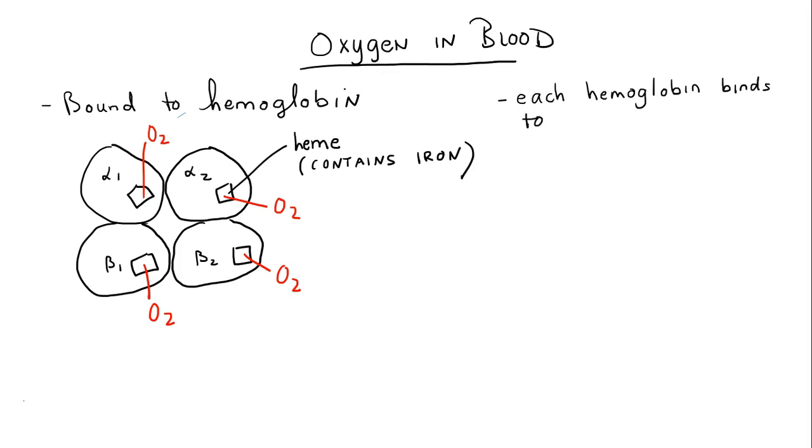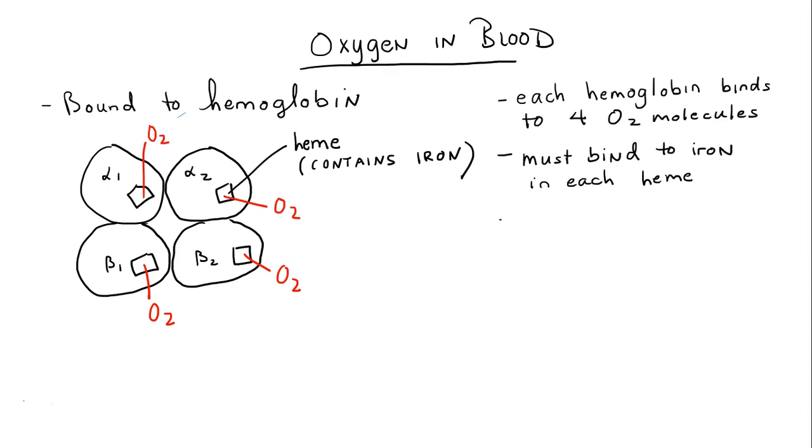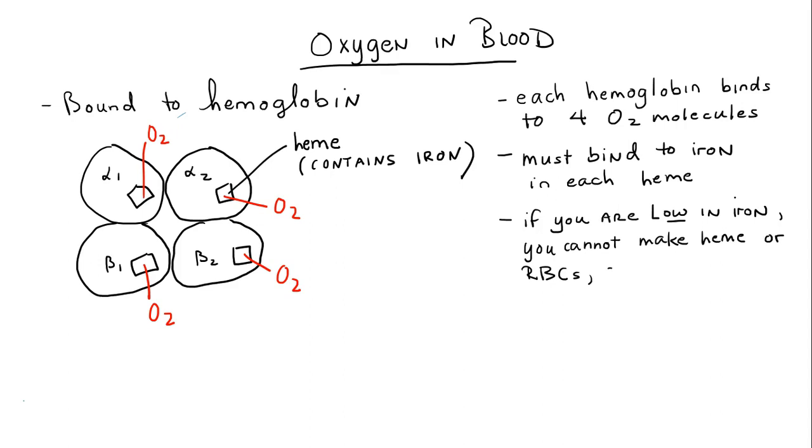Okay, so each hemoglobin binds to 4 oxygen molecules, and the oxygen must bind to iron in each heme. Okay, so if you are low in iron in your diet, you cannot make heme or red blood cells. Remember, this is all happening in red blood cells. And therefore, you cannot transport oxygen. And you have what is called anemia.